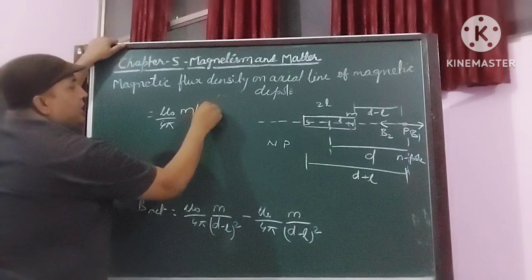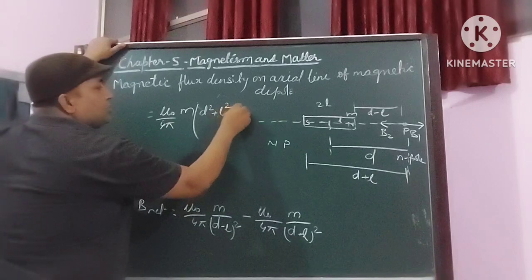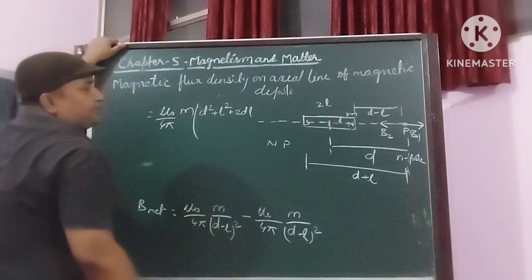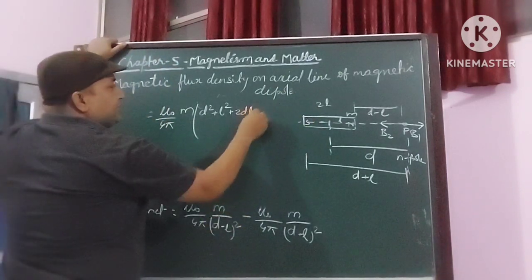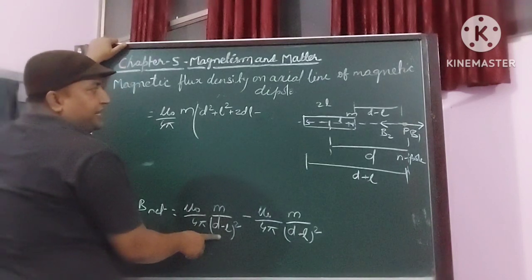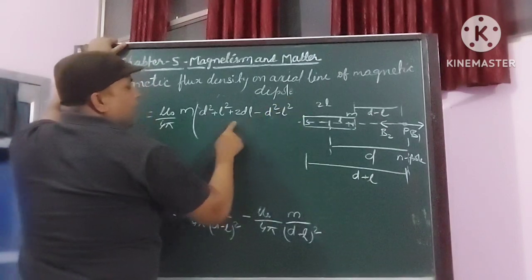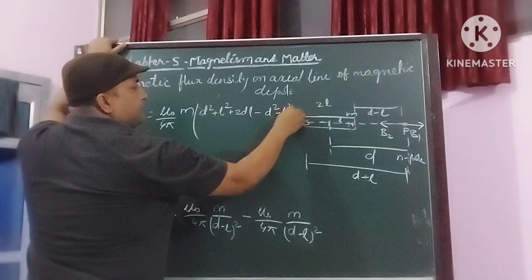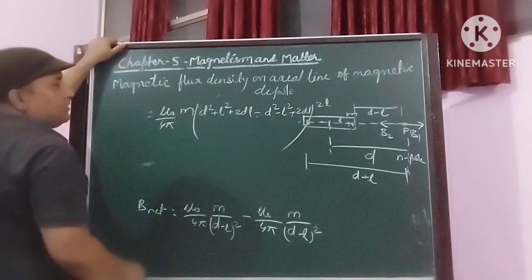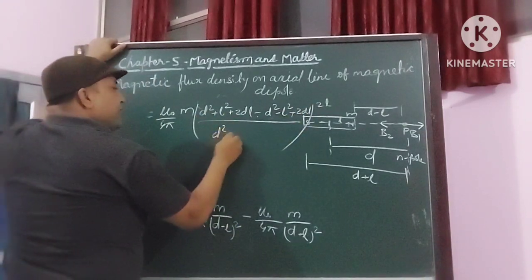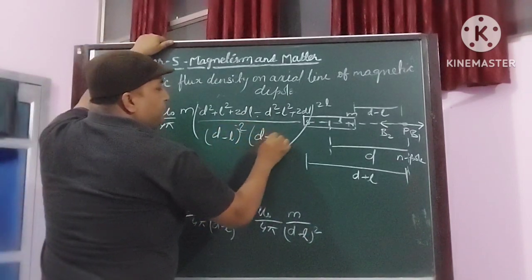Now here what do we get? D square plus L square, I am breaking this, plus 2dl. Okay? At the same time, minus: I will break this because we are taking the LCM. So d square plus L square minus 2dl, and because of this minus, minus minus becomes plus, 2dl, bracket close, divided by (d minus L) whole square into (d plus L) whole square.